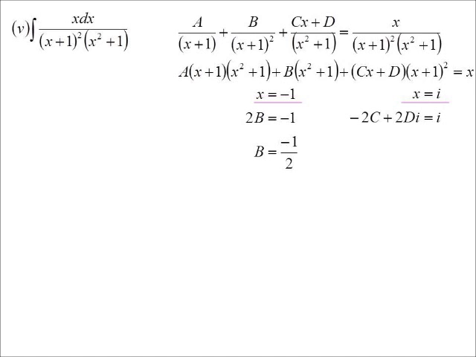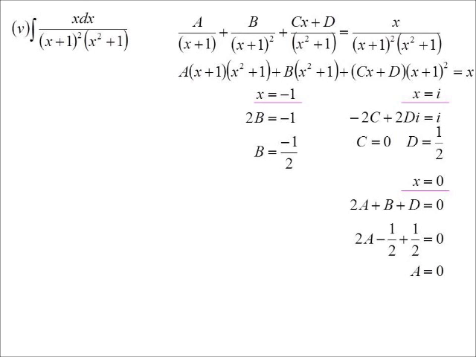I think the next one I'm going to try is i, for the same sort of reason. Because x squared plus 1 will become 0 in both of these. So I'll end up with minus 2c plus 2di is i. So the real part equals the real part, the imaginary part equals the imaginary part. That now just leaves me with a to find. I just substitute in x equals 0, I think. If I substitute in x equals 0, I get 2a plus b plus d, but we've worked out b and d, so I can easily work out a from that. It turns out to be 0.